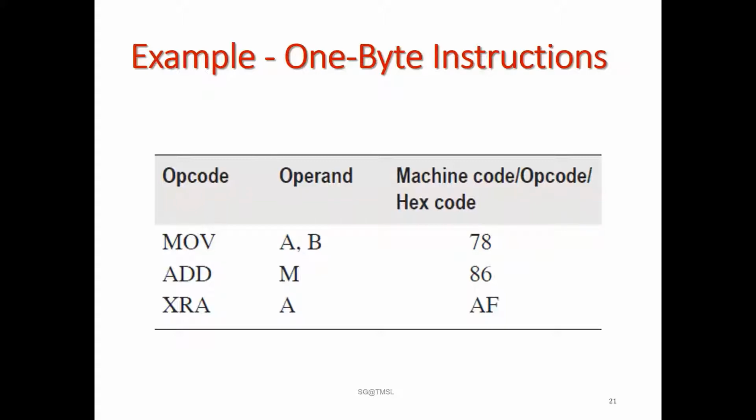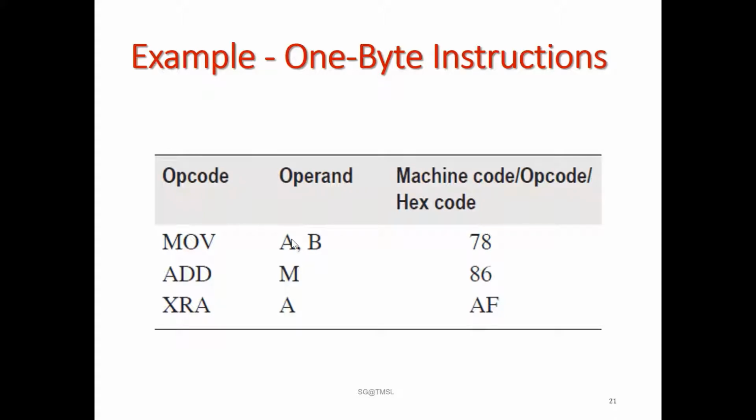So these are fixed. That means move A comma B, this is your assembly language instruction, and if it is converted, then the hex code or the machine code for this instruction will be 78. These are all in hexadecimal number system. This 78, 86, AF, these are the machine codes of particular instructions, in hexadecimal format. So what does every instruction like move A comma B mean? That means move the content from B register to A register.